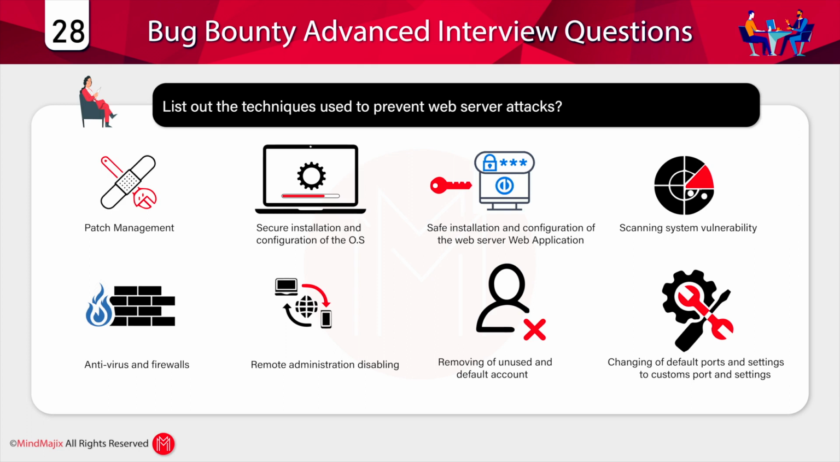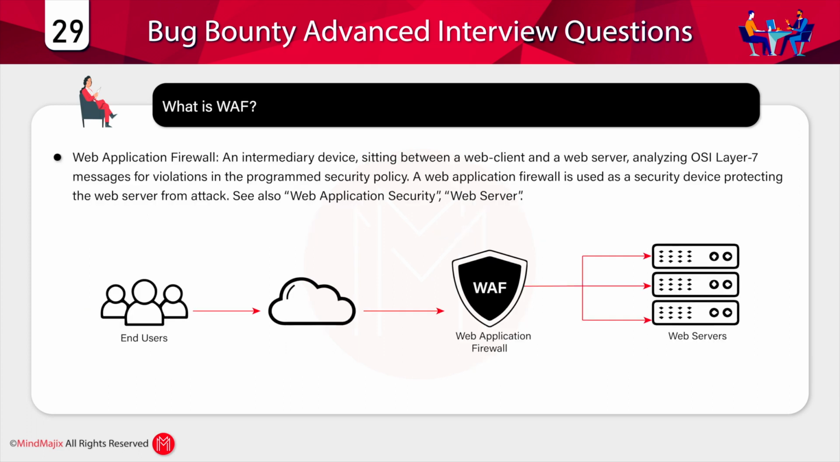Okay, so these are the ways we are going to use to prevent those types of web server attacks. What is WAF? WAF is nothing but web application firewall. It's an intermediate device. It's a hardware actually. It sits in between the web client and the web server, and you can take it as OSI layer 7.